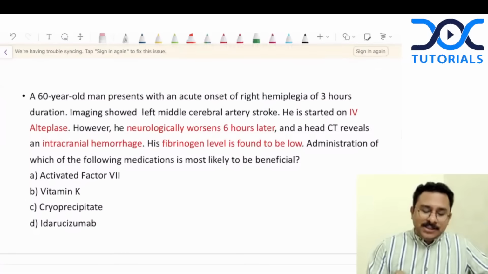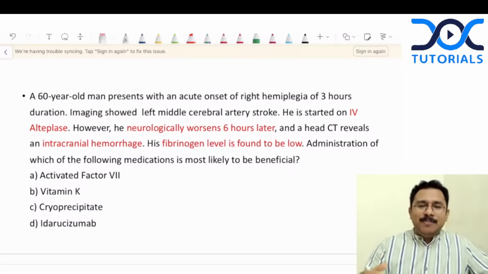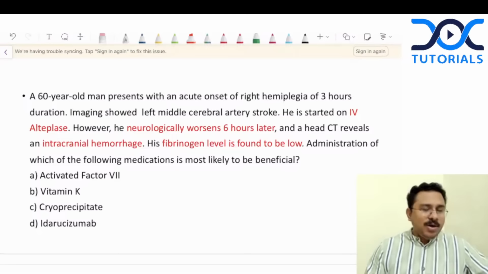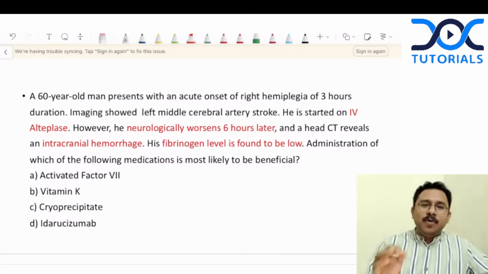A 60-year-old man presents with acute onset right hemiplegia of 3 hours duration. Imaging showed a left MCA stroke. Patient was started on thrombolytic agent, that is alteplase. Now, post-alteplase, there is a neurological worsening 6 hours later, and the CT scan shows an intracranial bleed. His fibrinogen level is low; administration of which medication is beneficial? So what is the problem here? This is a post-thrombolysis intracranial hemorrhage, which is a complication.